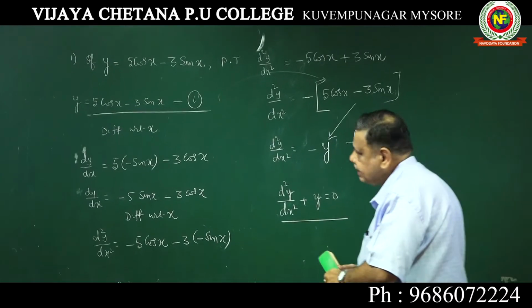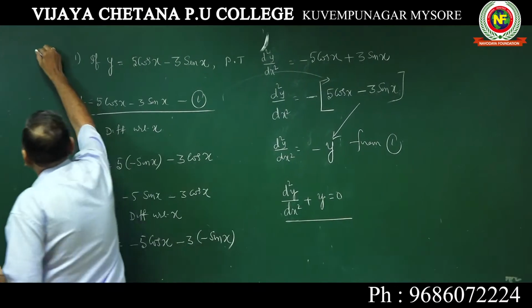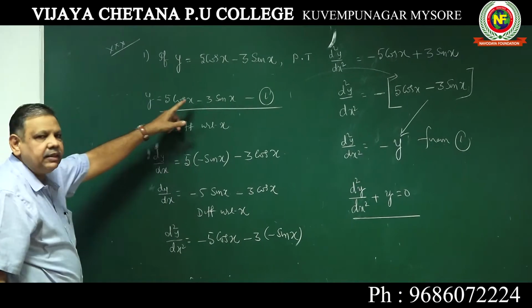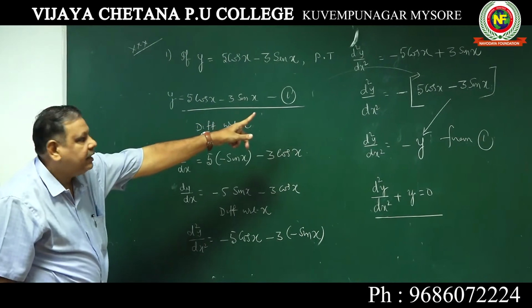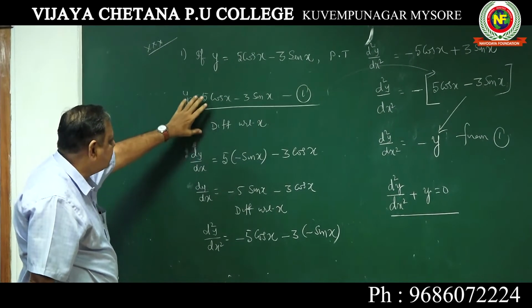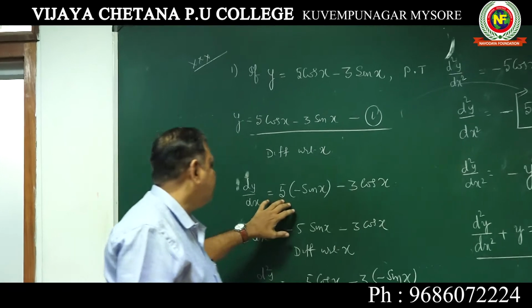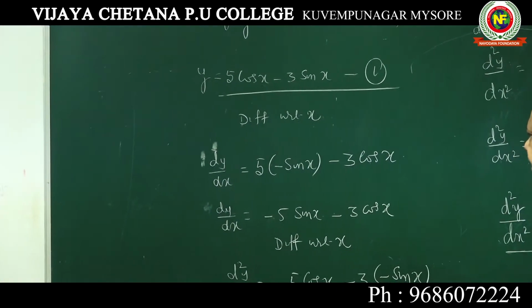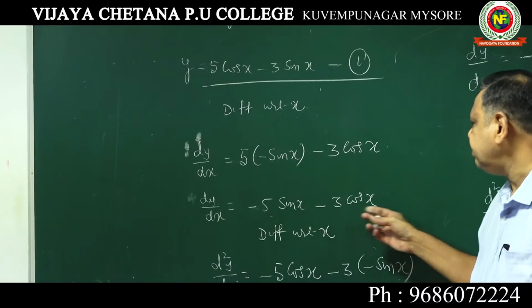A very important question. I will explain again. y is equal to 5 cos x minus 3 sin x. Call it equation number 1. Differentiate with respect to x. dy by dx is equal to 5 into the differentiation of cos x, which is minus sin x, and minus 3 into the differentiation of sin x, which is cos x. Now it is minus 5 sin x minus 3 cos x.